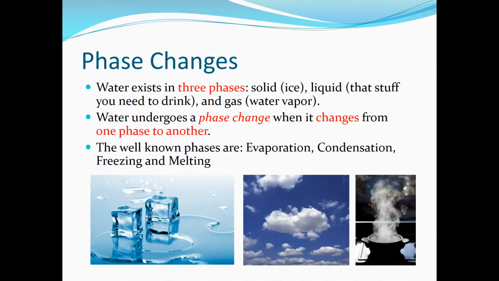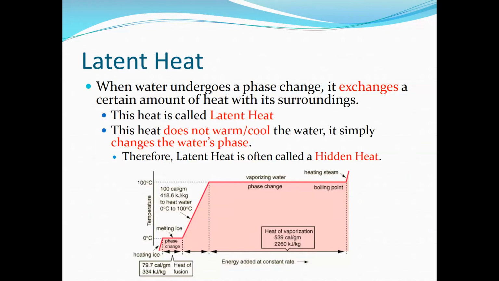But what you probably haven't heard about yet is something really interesting happens when water changes phases. And that something really interesting is called latent heat. So here's how latent heat works. In order for water to maintain its phase, it has to hold a certain amount of heat in its bonds. So those are the bonds between hydrogens and oxygens.